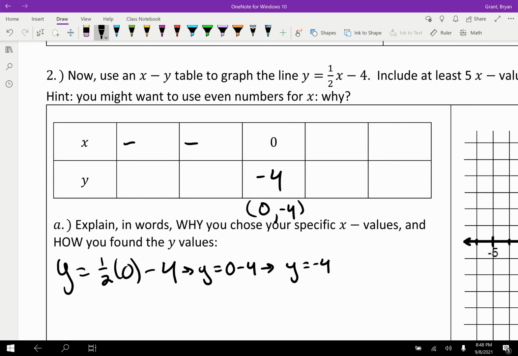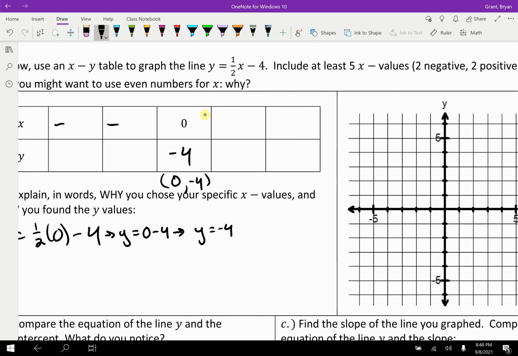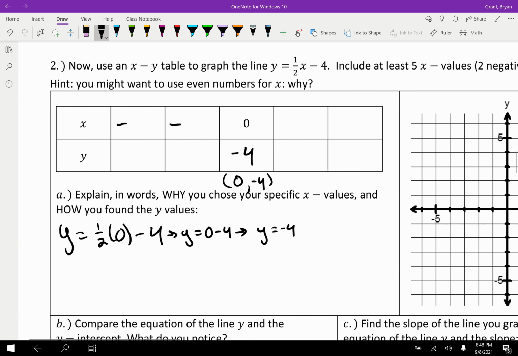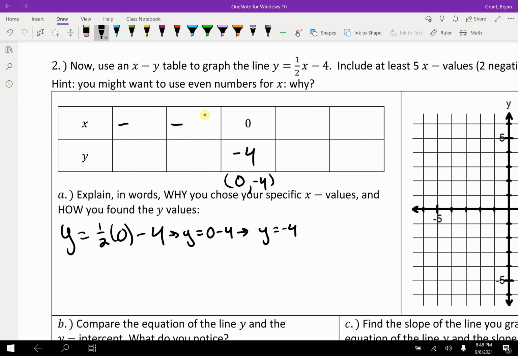It doesn't matter. We could use 1,000,000, 7, -500,000, but since our graph only goes to -6 on all sides, or 6 on all sides, then we probably don't want to use huge numbers. Also, because we're taking half of a number every time, I think even numbers is a good idea, because half of an even number, if you do half of 6, that's 3. But if you do half of an odd number, half of 3 is 1.5. And decimals on graphs are okay, but they're not great.